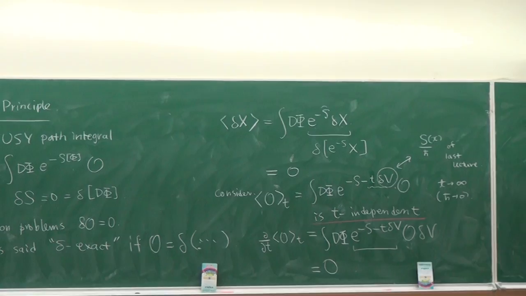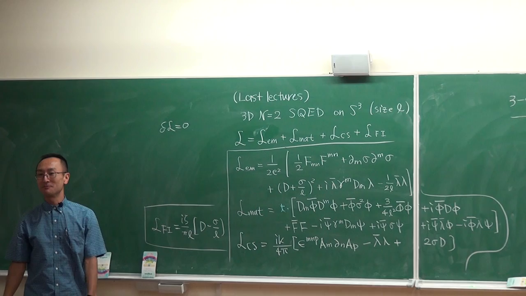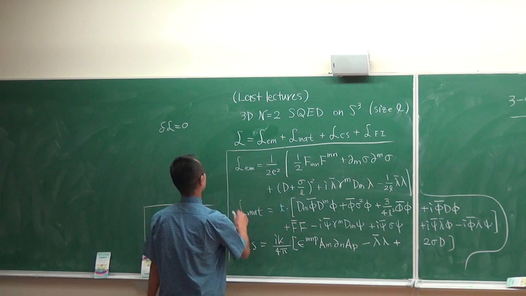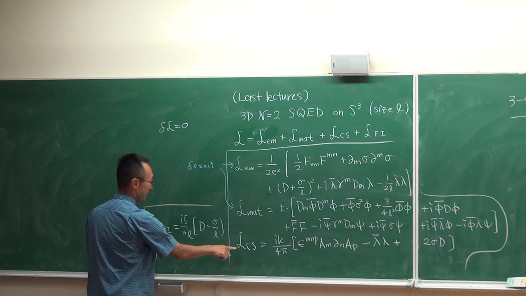This Lagrangian consists of four terms. So four terms are all delta invariant. But some of the four terms are actually delta exact. So now let me tell you the fact. So this first one is exact, and the second one is also delta exact. But this third one and fourth one are actually not exact.